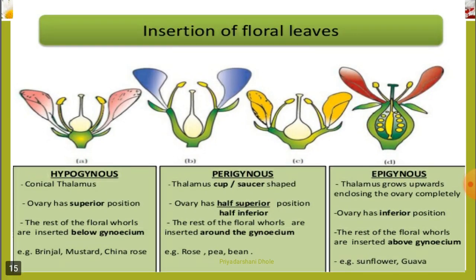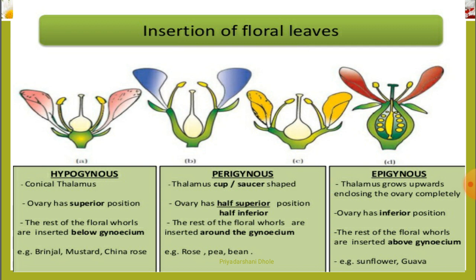Now next part, insertion of floral whorls. We already saw these different types of whorls. Pedicel is there, thalamus is there, then calyx, corolla, androecium, gynoecium, ovary. The whole arrangement of these floral whorls in this flower is called the insertion of floral whorls, and it is again divided into three types depending on where it is present in the flower: hypogynous, perigynous, and epigynous.